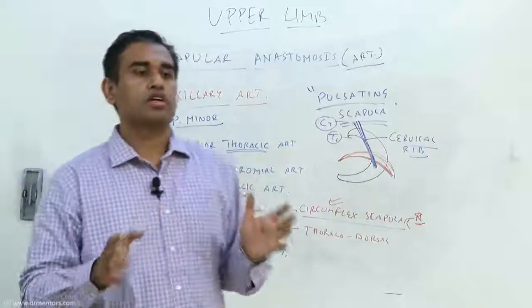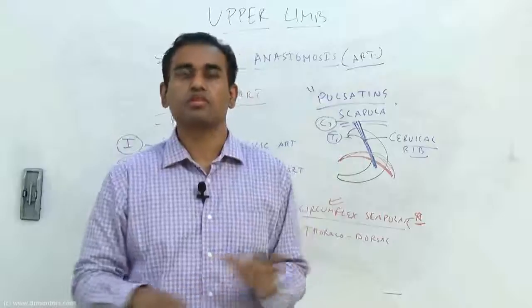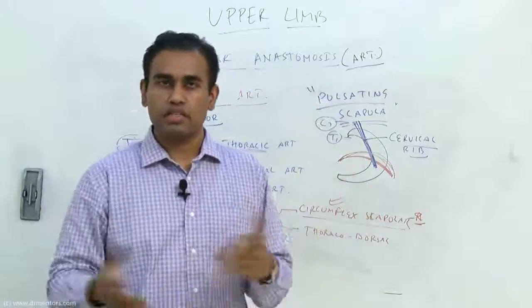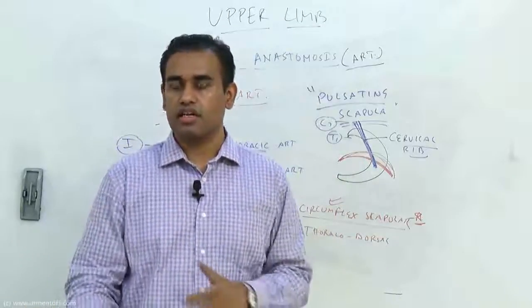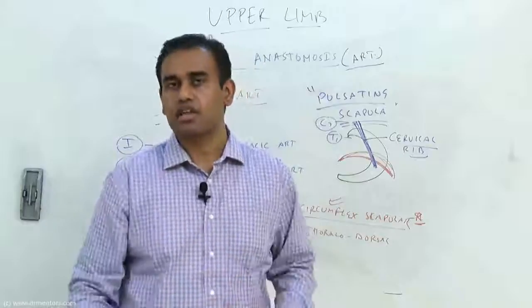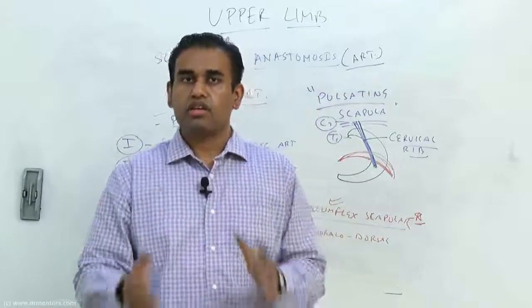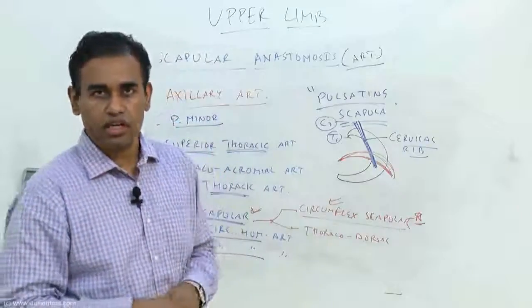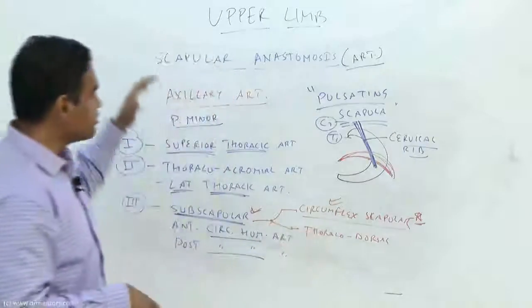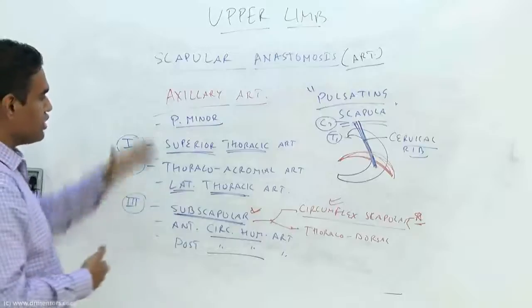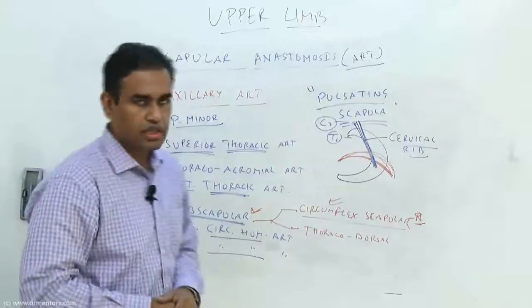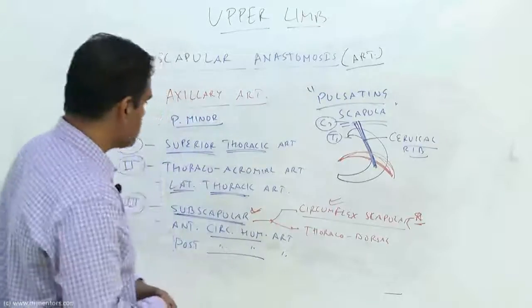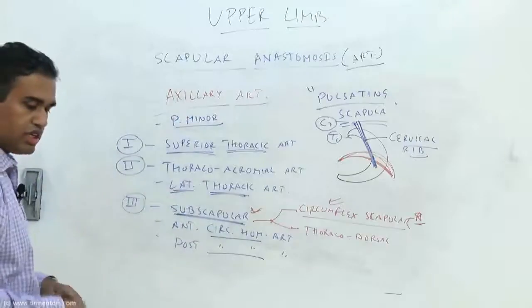Or they will give you a clinical condition of supposedly cervical rib. The patient is feeling pain and paresthesia and there is decreased pulsation in the upper limb. And they will ask you what are the arteries which are anastomosing around the scapula. So actually the topic over here is scapular anastomosis, and we should know what are the branches that are participating in the scapular anastomosis. Remember the point over here.